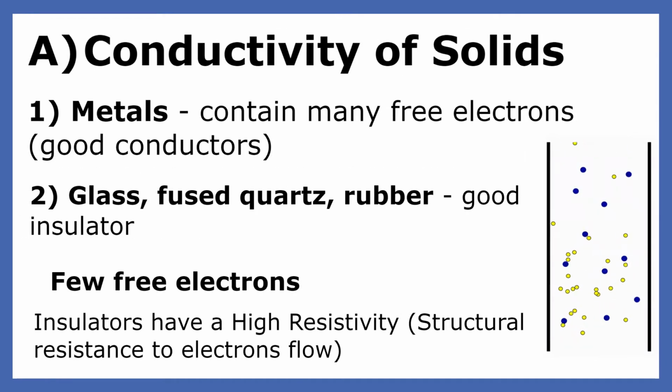Metals are often very good conductors of electricity because they contain many free electrons. Glass, fused quartz, and rubber are good insulators because the materials that make them up have few free electrons. We say that these materials have a high resistivity because their internal structure makes it difficult for electrons to move easily, even when exposed to a strong voltage source.